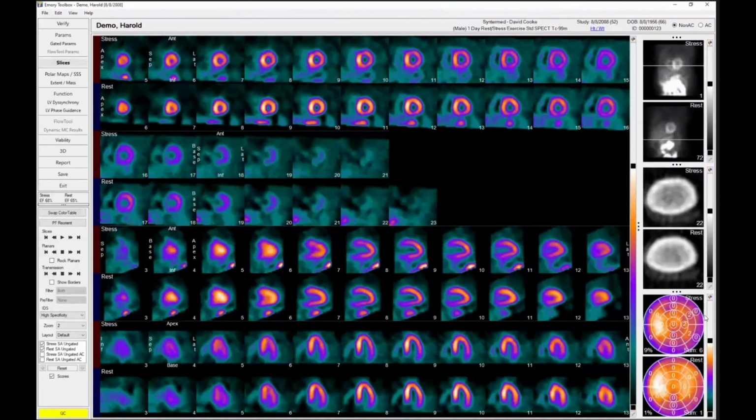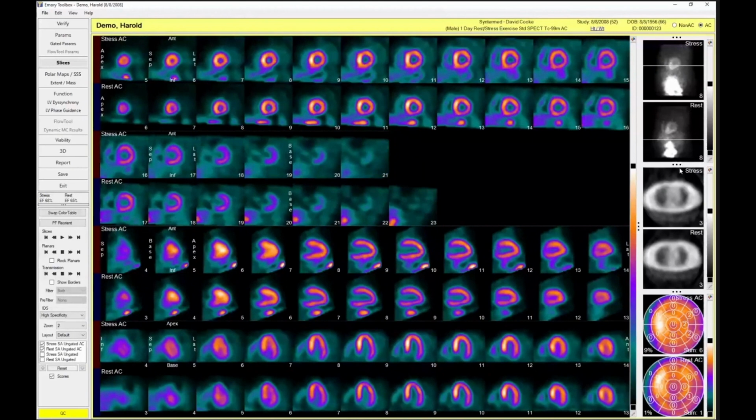This is also the page where you can begin to look at the polar maps in comparison with what we're seeing on the screen to see if what we see in the polar maps matches what our eye has seen from the visual analysis, and we can do it for both the non-AC as well as the attenuation correction. The numbers are a little small here. We'll talk about that in a second when we get to the polar maps page. We can also look at the blackout as well as how the study was auto-scored.